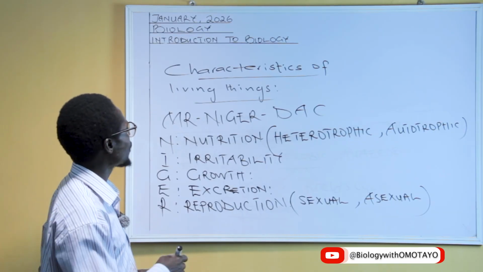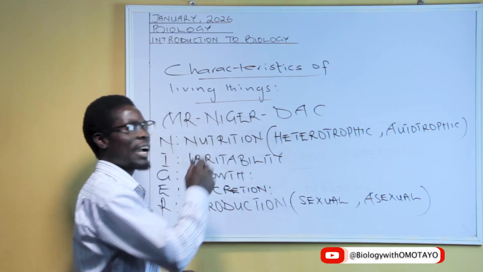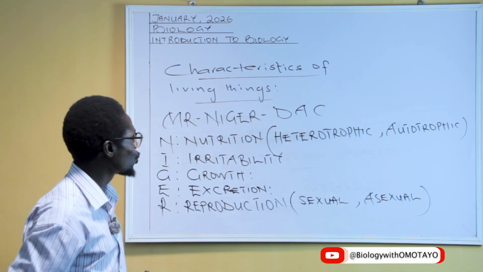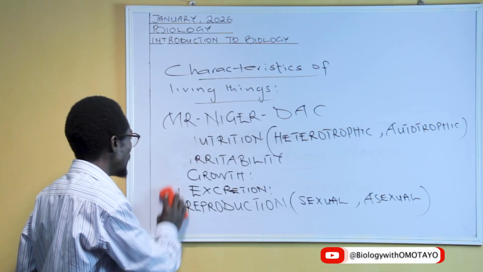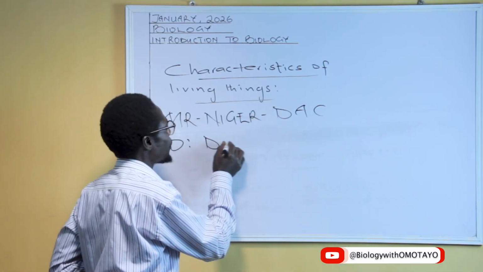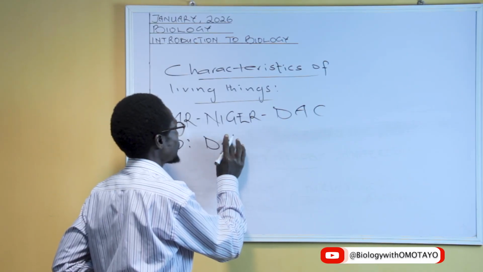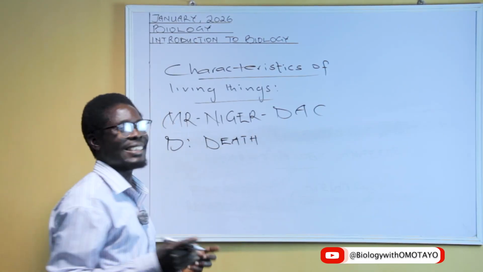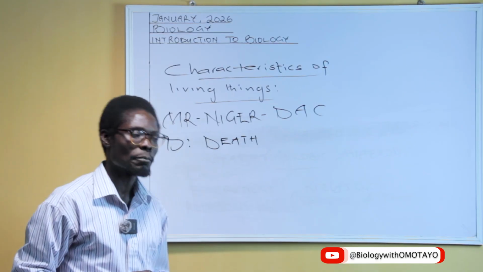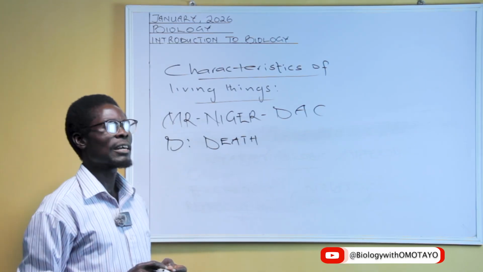Now, we are done with Mr. Niger. We'll be going to the later end, the D and A. So, what does it mean? The D simply means death. The end of life of a living organism.